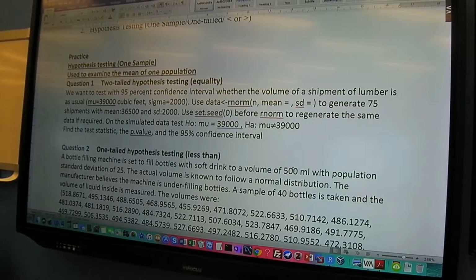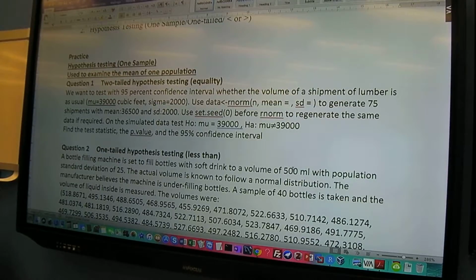Yes, both of them belong to the population. You can tell from two things. The first thing is the terms. Mu and sigma are terms used with population. The mean and standard deviation are terms used with samples. The other thing is that I'm saying the volume of a shipment of lumber is as usual, meaning the standard is the standard of a population, not of a sample.